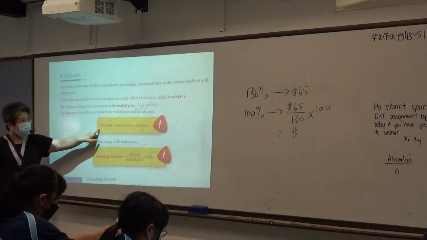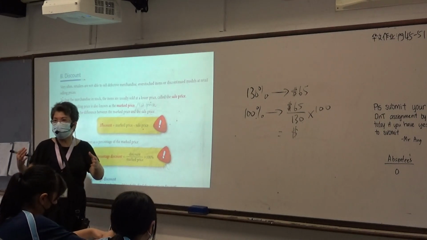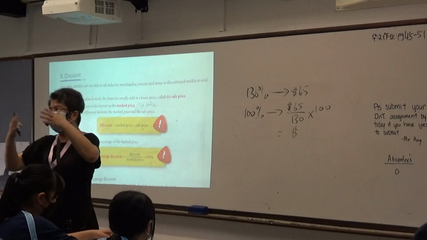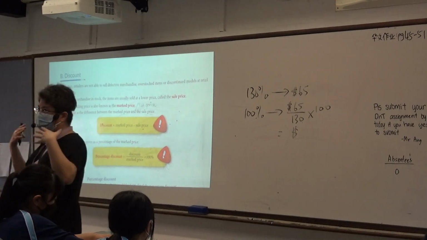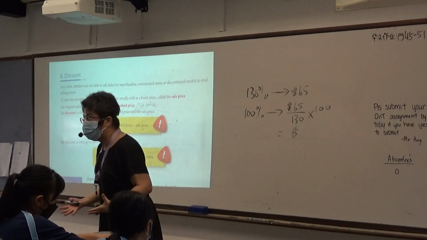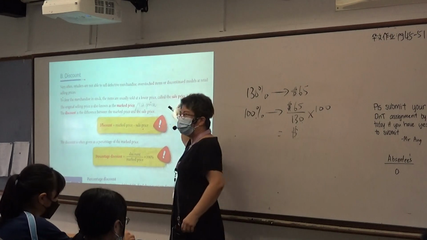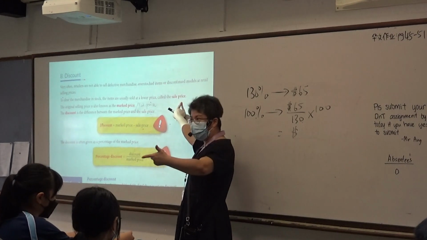Now, discount is mark price minus sale price. Let's say at first they tell you, oh, $50. Now I sell at $40. So the discount is just $10. Everybody clear? Now I need to tell you something. Sale price, what's the meaning of sale price? It's the price they sell at.